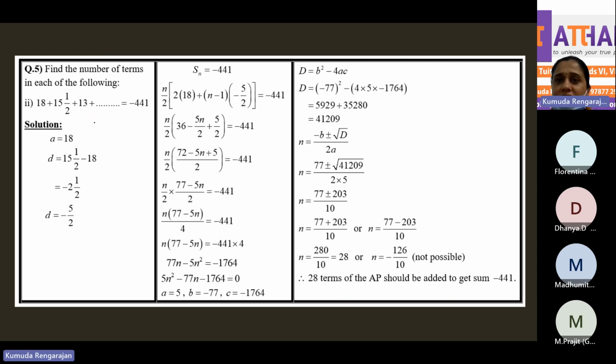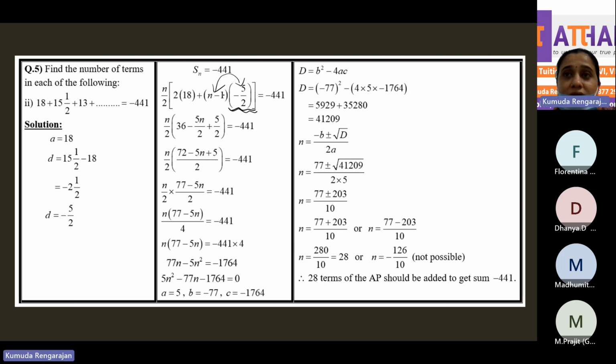So it's a similar question. A is 18. And the common difference is this one minus this one. The common difference is A2 minus A1, which is minus 2.5 or minus 5/2. So here again, we should not go wrong. See here, when the common difference is negative, it is n minus 1 into minus 5 by 2, not n minus 1 minus 5 by 2.